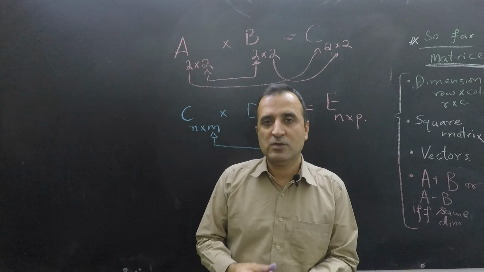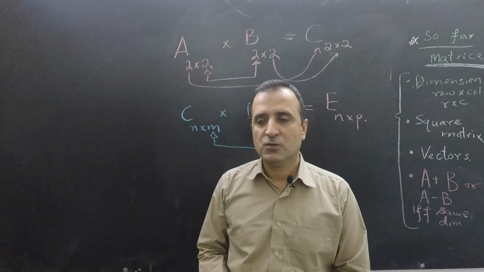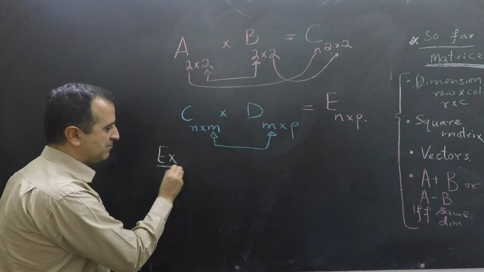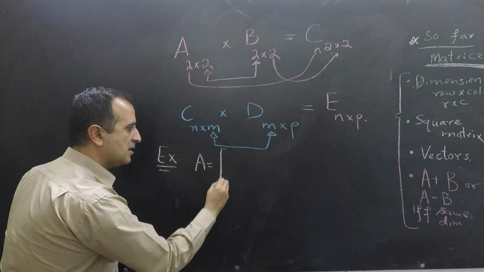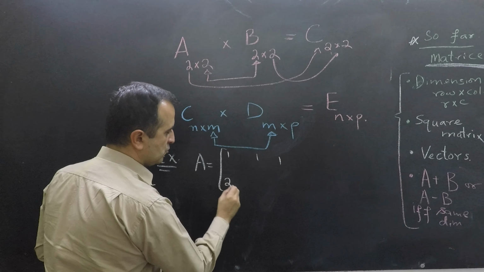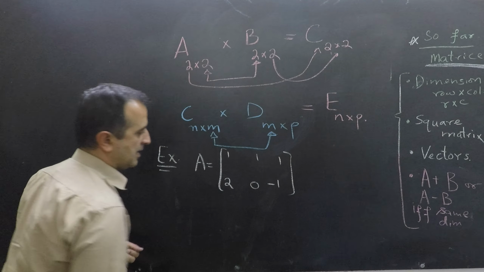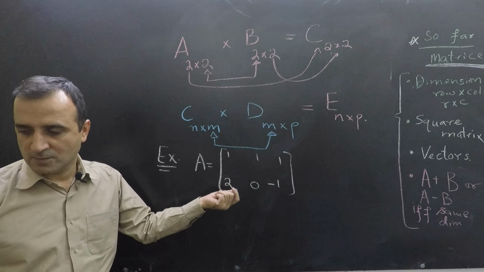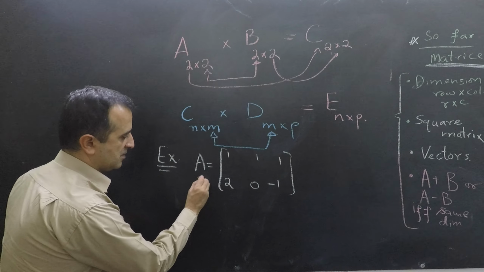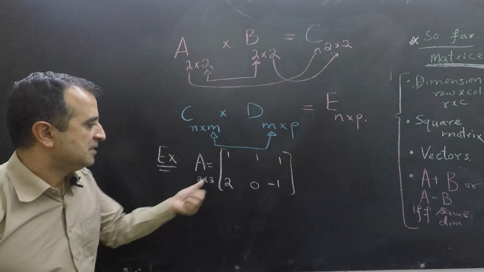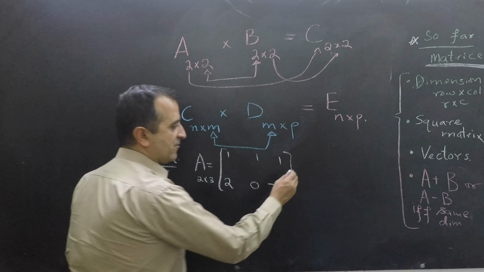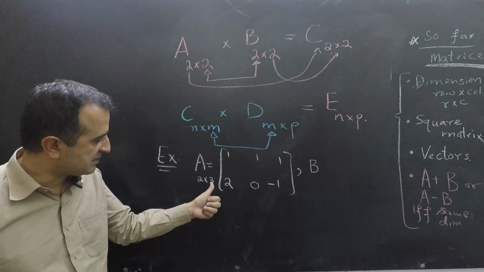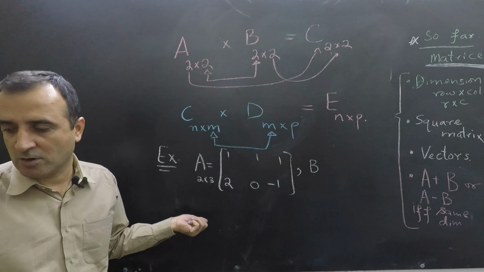And once again, we can resort to some examples. In our first example, we have two matrices. Let's say matrix A is [1, 1, 1] and [2, 0, -1]. And obviously the dimension of this matrix is 2 by 3, because it has 2 rows and 3 columns. Now we have matrix B. If we want to multiply it with matrix A, it must have the same number of rows as A has columns. It can have any number of columns.